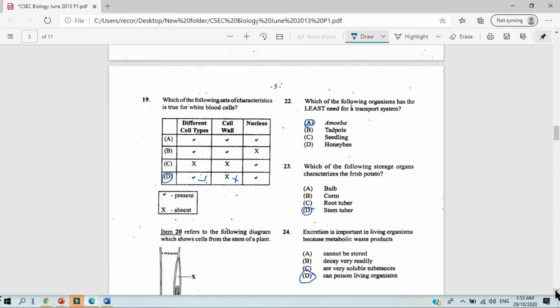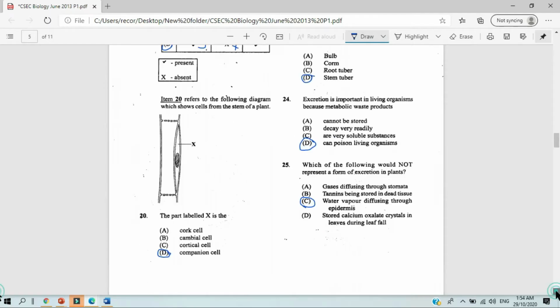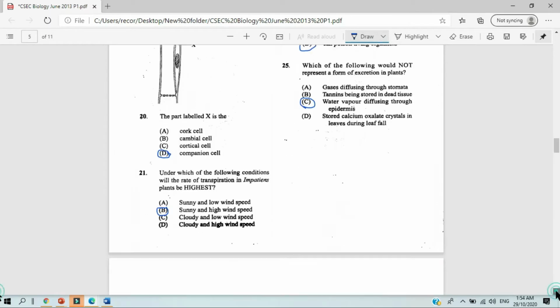Let's move on to question number 20. Item 20 refers to the following diagram, which shows cells from the stem of a plant. And obviously here this is a phloem cell, and on the side of the phloem we are expecting to have the companion cell. So the part labeled X is going to be the companion cell, and so our answer there for 20 is going to be D.